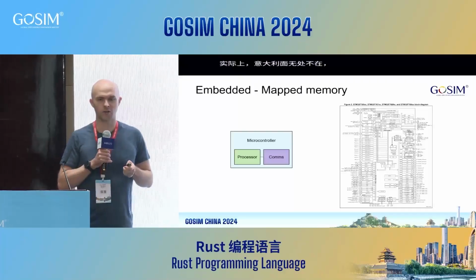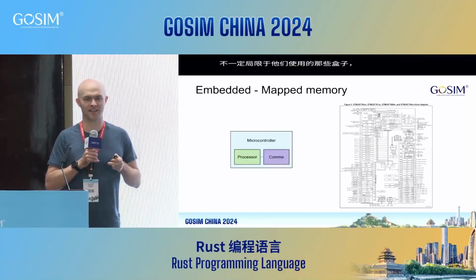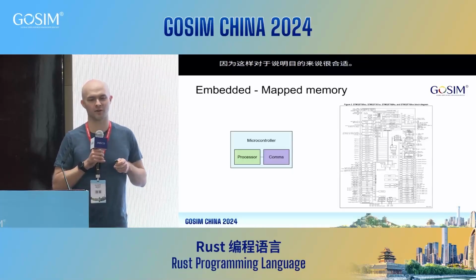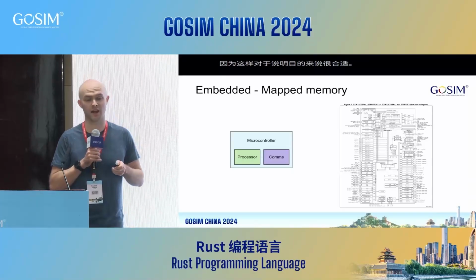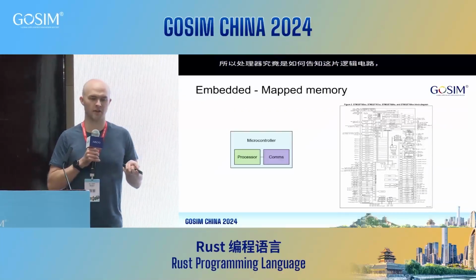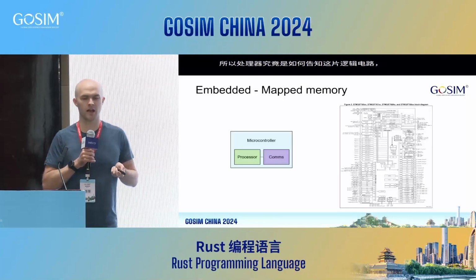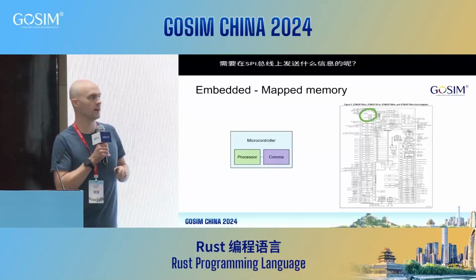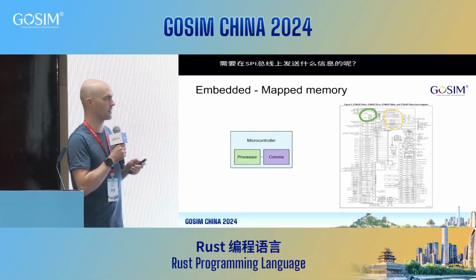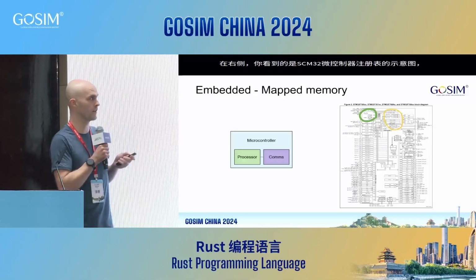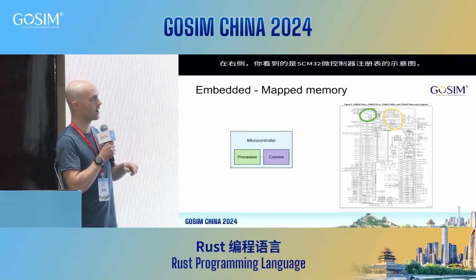So how does the processor actually tell this other piece of logic what it needs to send over the SPI bus? On the right, you see a schematic from the datasheet of an STM32 microcontroller. The processor is indicated in green, and the various memories, like volatile and non-volatile memory, flash and RAM, are in yellow here.